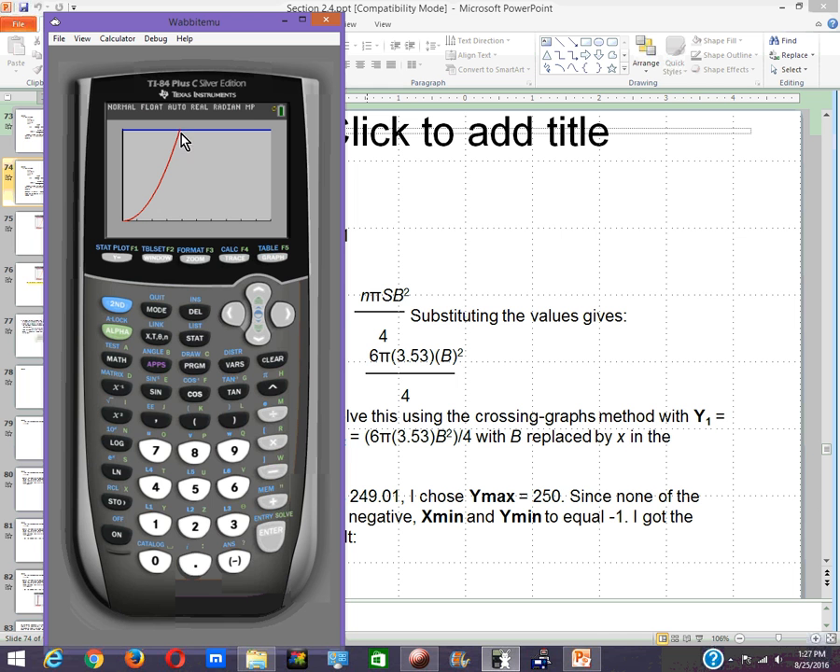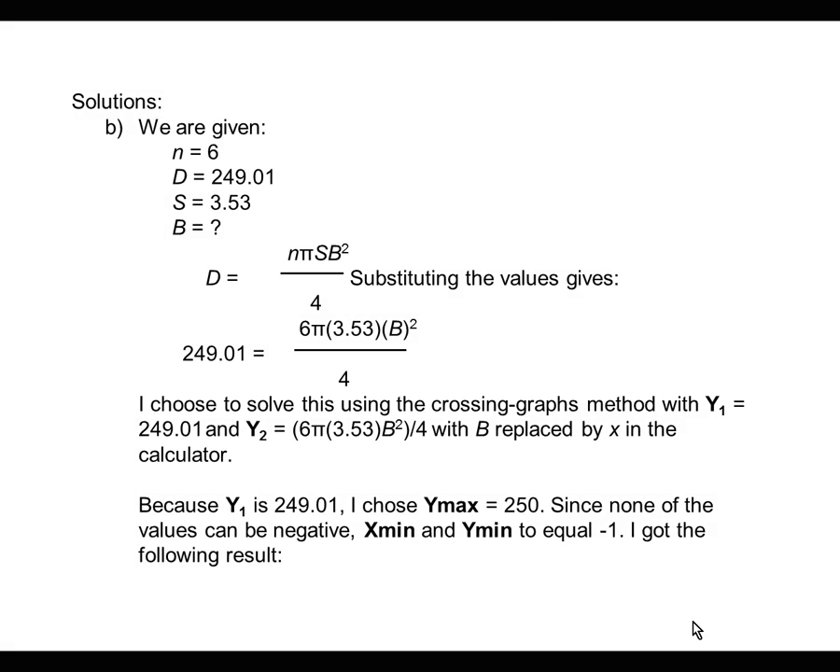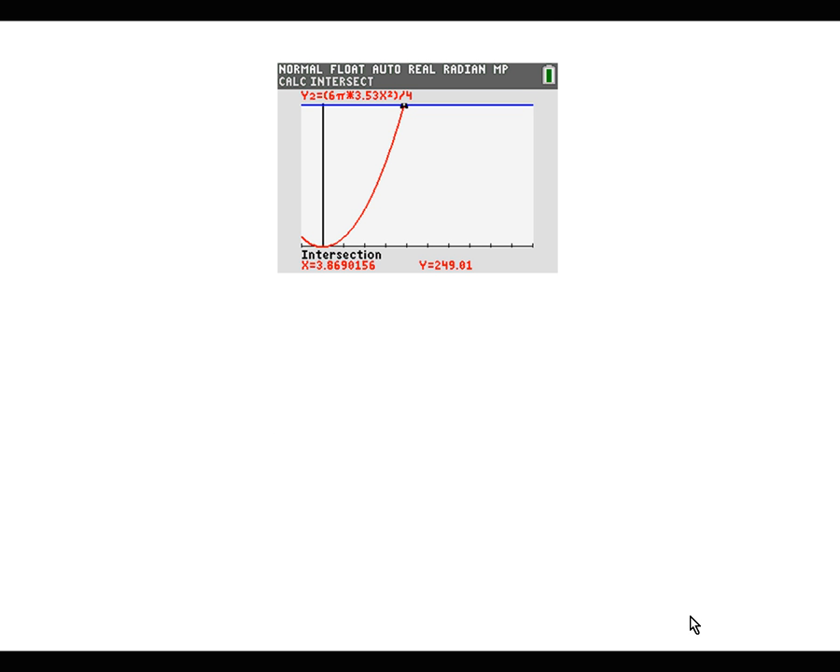I do see them crossing up here at the very top. Remember, I chose y max to be 250, and the engine is 249.01, so it's really just a smidge below the top. Okay, that is the correct y1. That is correct y2. That's as good a guess as any. Okay, so 3.8690156. And then if we round to the correct number of places, 3.87. So to the nearest hundredth, the bore is 3.87 inches.